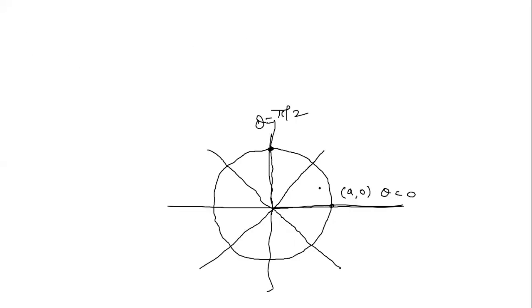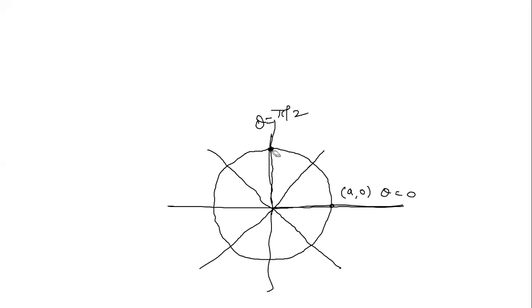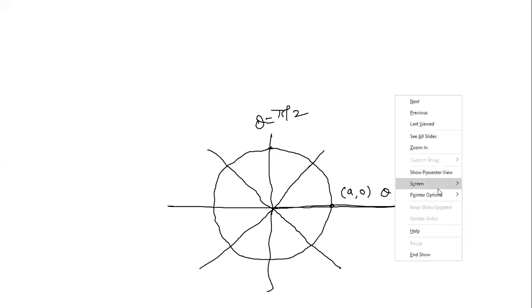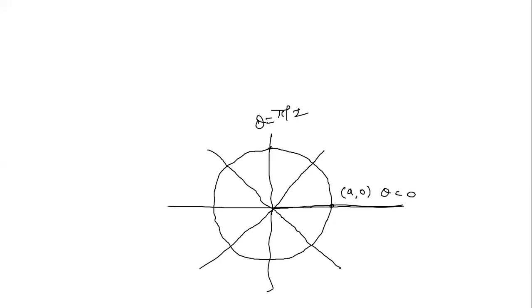Remember, we have to be very much careful here. See, theta equal to pi by 2 and r equal to minus a. So we have to move in opposite direction, and this will be the point minus a and pi by 2.